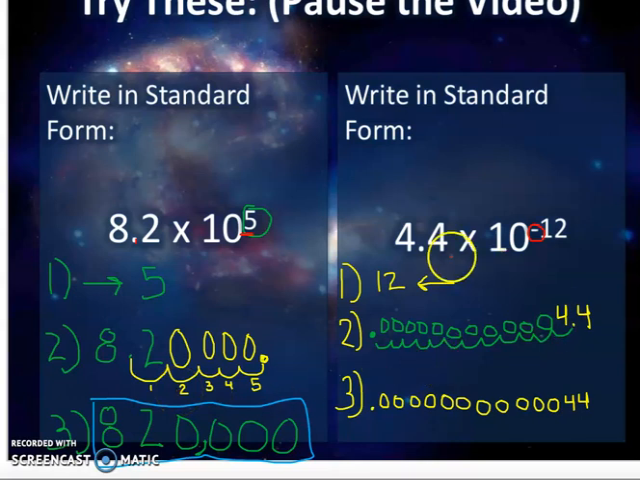I did the exact same thing here, except because I have a negative exponent, I'm shifting it that many times to the left. So I rewrote my 4.4, and I shifted my decimal point 12 place values to the left and rewrote my answer.